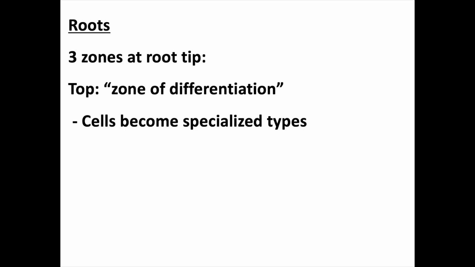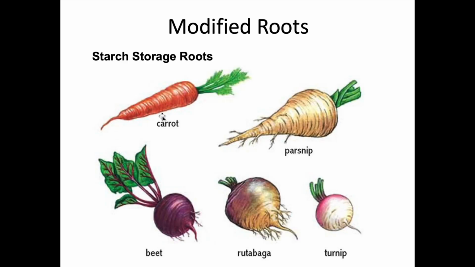Now, just like we had modified stems, there are also modified roots. I promise you there aren't as many of these. So really there are just 2 categories of modified roots. One of them is starch storage roots. Just like there were several stems that stored food, there are also roots that can store starch for food. Carrots, parsnips, beets, rutabagas, all of these things.